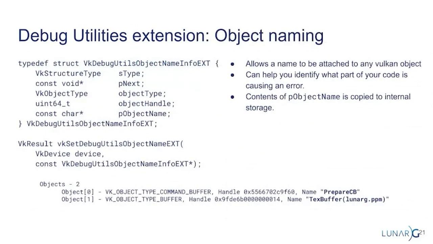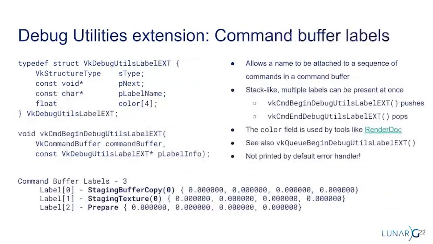So object naming is pretty easy. There's a function you call with your Vulkan handle, and you can attach any name. You'll see down in the bottom right that I've added names to my objects from the error messages. So one of them is a command buffer for preparing all of my memory, and another one is a texture buffer for uploading one of the images used by vkcube.